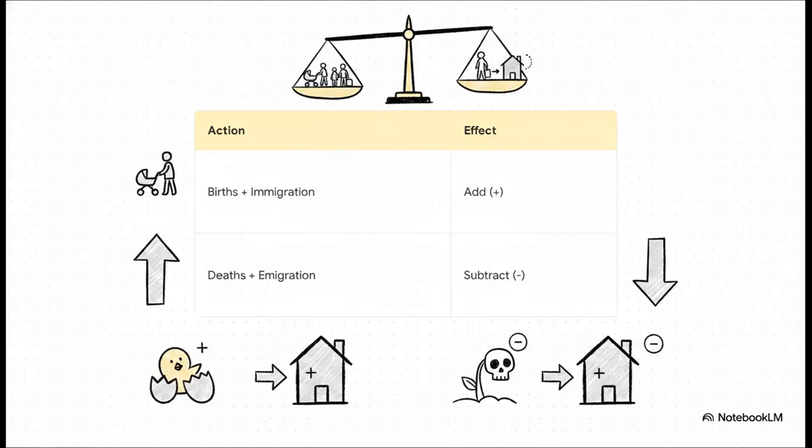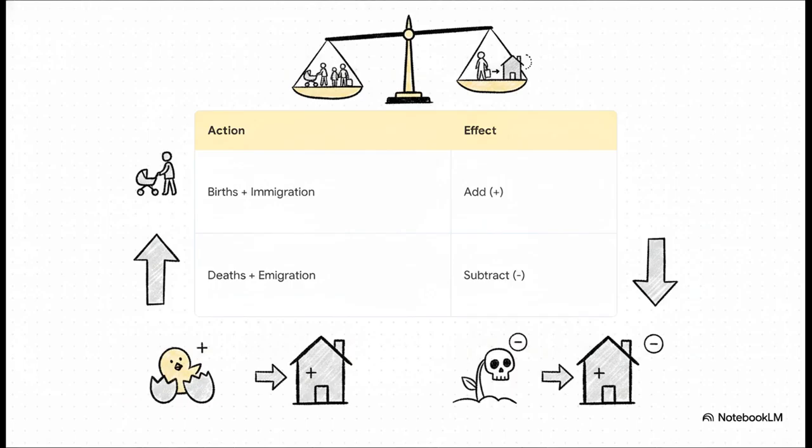Now, before we wrap this concept up, I want to give you a really cool exam tip. Think of population change like a simple bank account. Births and immigration are your deposits. They always add to the population. On the flip side, deaths and emigration, which is with an E, meaning moving out, those are your withdrawals. They always subtract from the population.